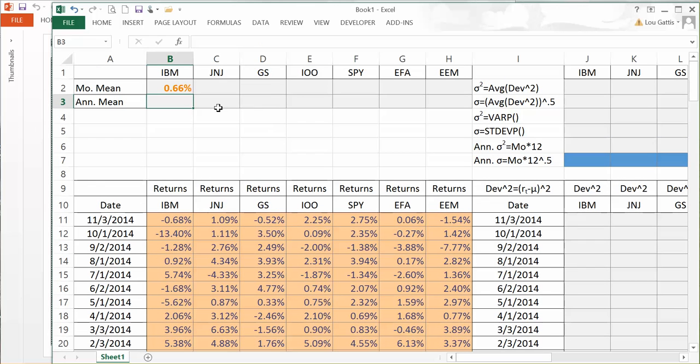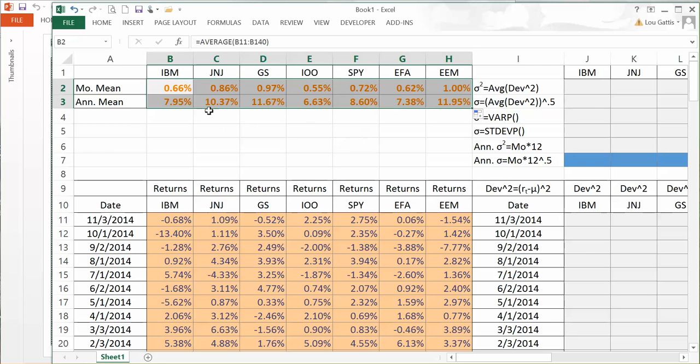So if I take the average and then take the average times 12, you can see that IBM had a monthly mean return of 66 basis points and an annualized mean of 7.95%. And you can see that IOO had the lowest annualized return, and the highest would have been emerging market stocks.